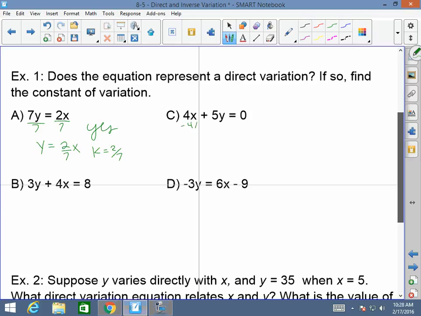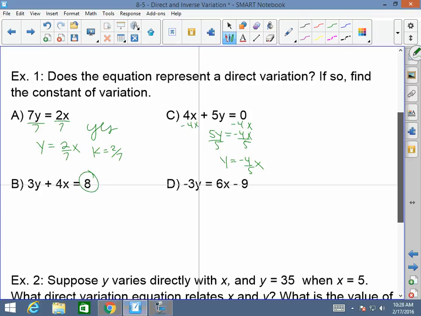Okay, here, C. I subtract 4x on both sides. 5y equals negative 4x, divided by 5. Y equals negative 4/5 x. Is that a direct variation? Yes, it is.